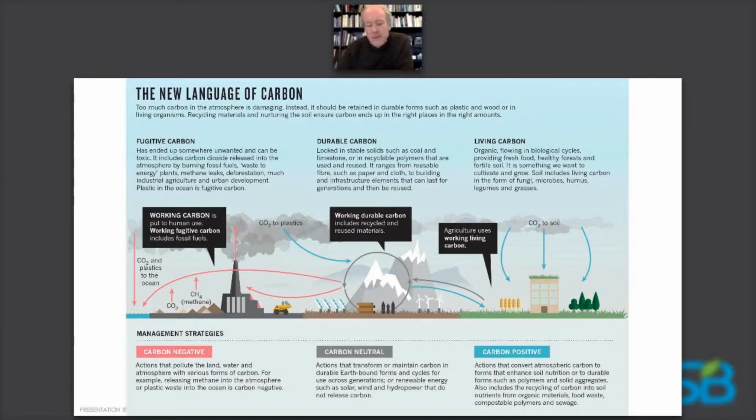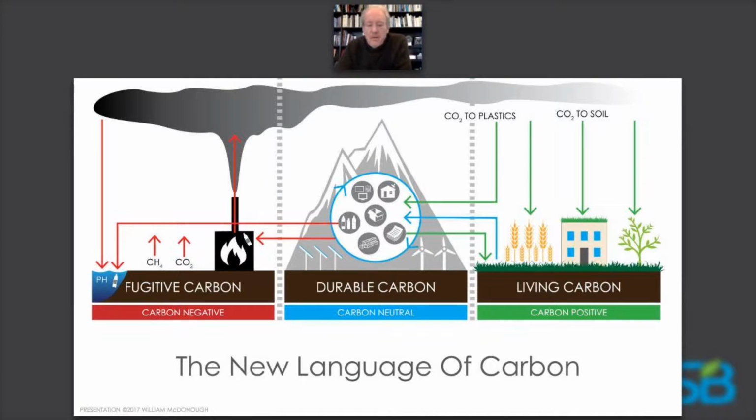And then if we look at our behaviors, we realize our management of the carbon becomes negative if we turn it into a toxin in the atmosphere or allow bottles or plastics to get in the ocean, fugitive carbon. We're carbon neutral if we can recycle plastics or wood beams and things over centuries. And we're carbon positive if we perpetuate the accrual of carbon in soil and living forms. So this is essentially the diagram.